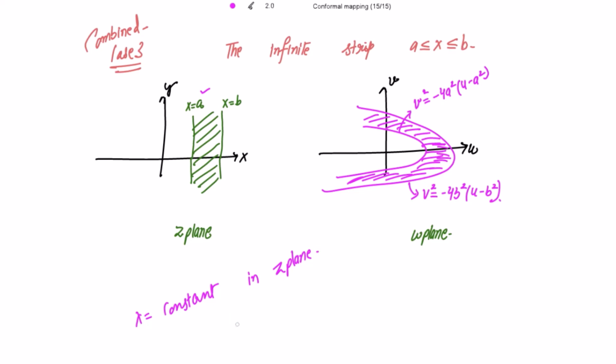Let's take the case where y is equal to constant in the z plane. So now we are moving on to this case, case 4, where we have taken y equal to constant, let's say c, in the z plane, where x is belonging to the set of real numbers.